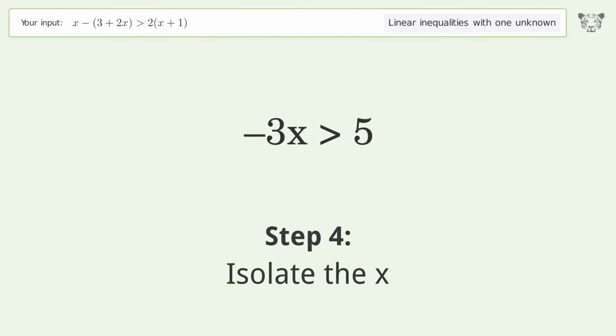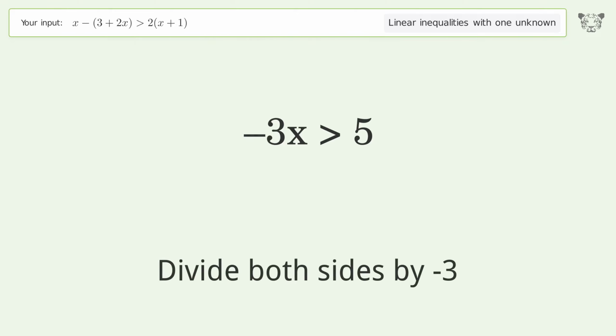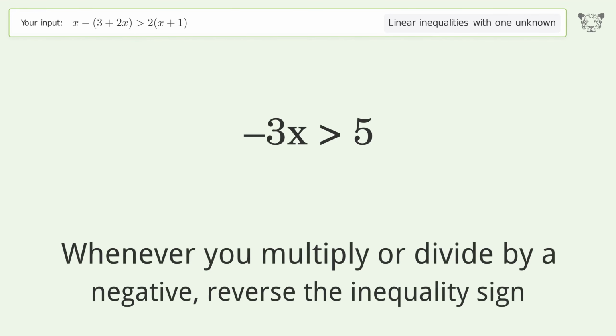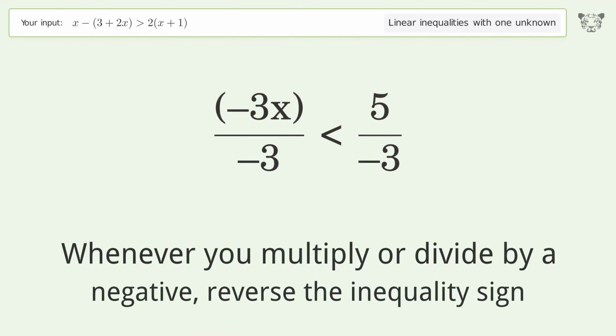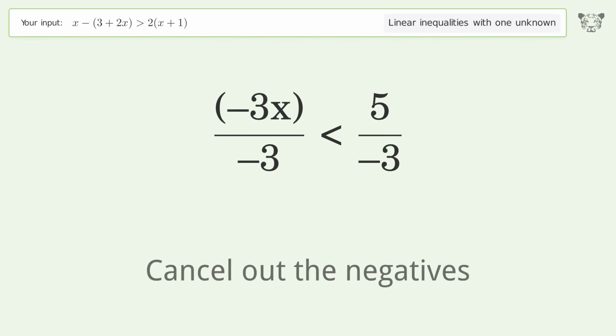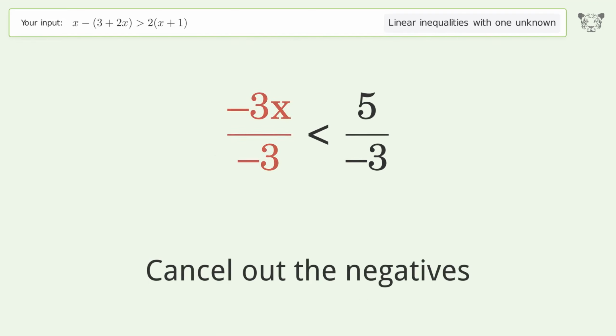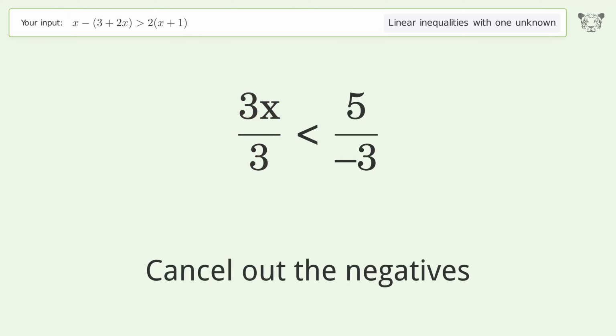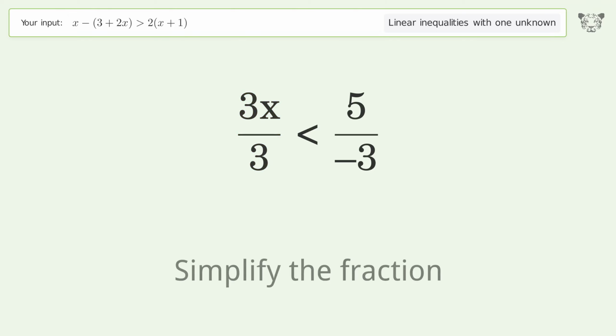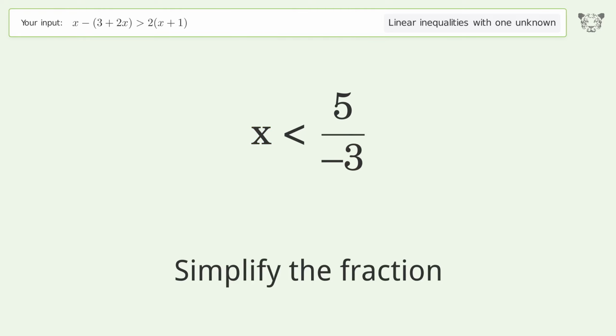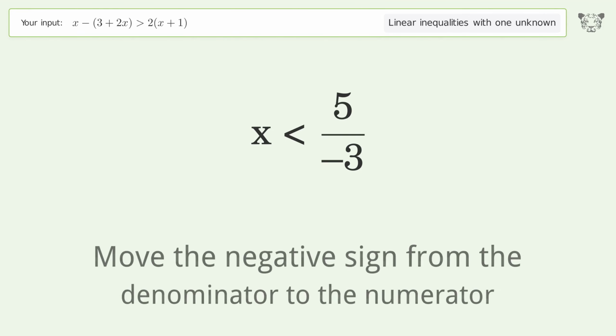Isolate the x. Divide both sides by -3. Whenever you multiply or divide by a negative, reverse the inequality sign. Cancel out the negatives. Simplify the fraction. Move the negative sign from the denominator to the numerator.